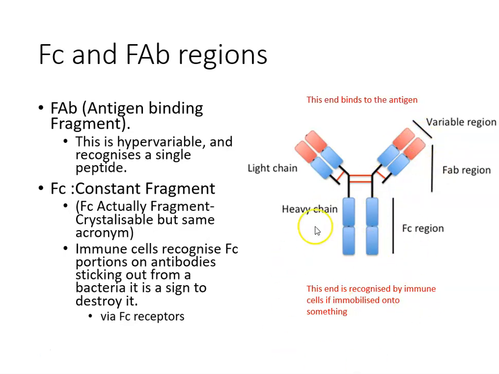And if the Fc portion is sticking out whilst bound to a large object, that is a signal to macrophages to recognize that this Fc is jutting out from a large object, and cells called macrophages which have Fc receptors will recognize these Fc parts of the antibody sticking out from something, and that is a signal to destroy whatever that thing is.